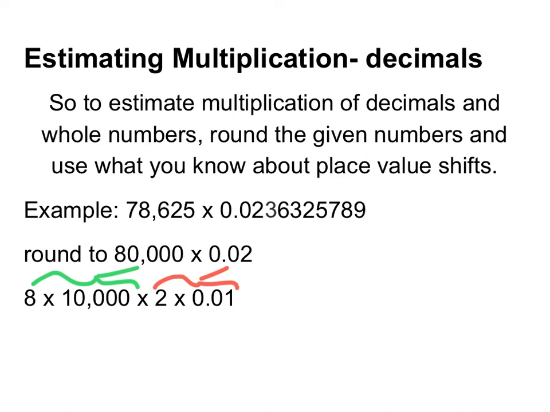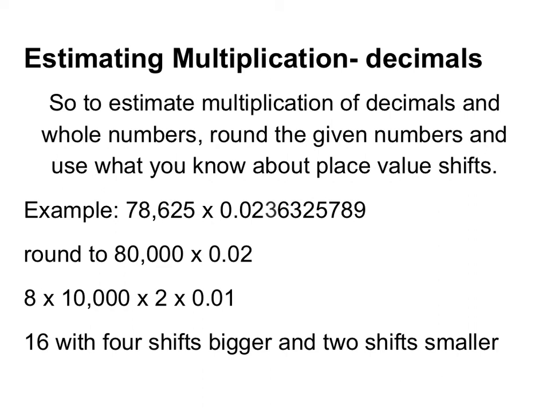And then I'm going to do some rearranging with multiplication. So that gives me 8 times 2 is my 16. The 10,000 gives me 4 shifts bigger. And the 100th gives me 2 shifts smaller. So if I take 16 and I shift it 4 bigger, and then I shift it 2 smaller, that 16 will become 160,000 with the 4 shifts bigger, and then 2 shifts smaller will take it down to 1,600.